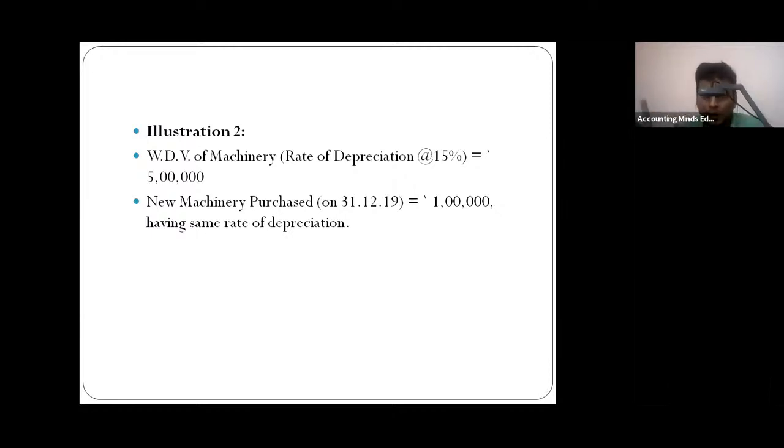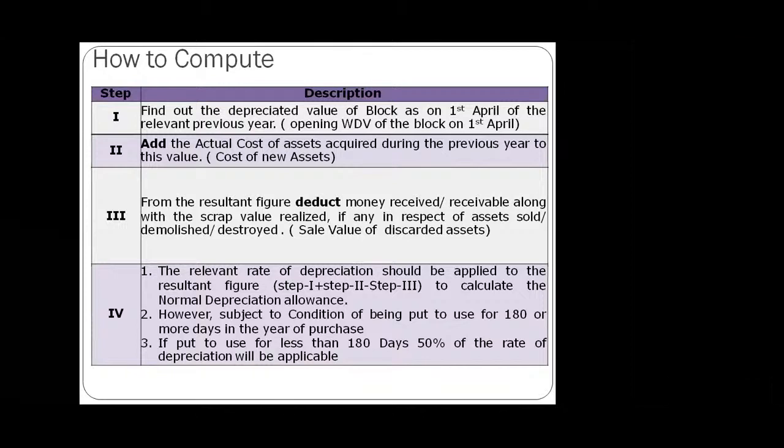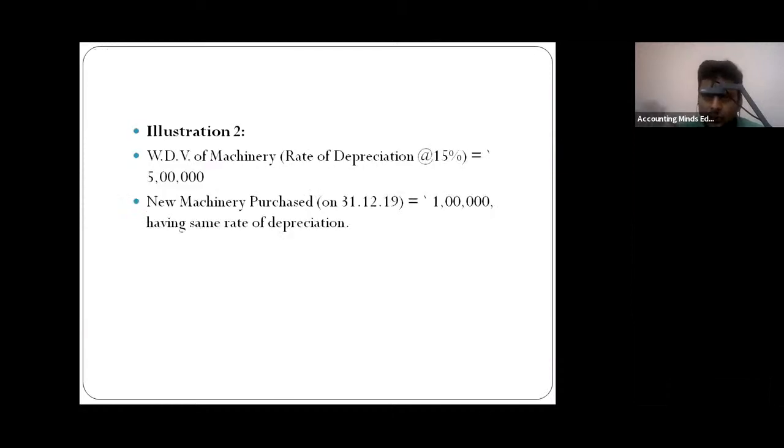I don't want anything, I want you to just answer it. This is the question. There is an opening WDV, there is a purchase. How much can be claimed as depreciation? I am not saying anything. I am asking you to follow this. These are the computation steps. There are 4 steps: step 1, step 2, step 3, step 4. Follow these 4 steps and calculate the depreciation. This provision is in front of you. Take a snapshot. I want the correct answer from everyone. I'm not going to explain this answer. You have to simply apply these steps.